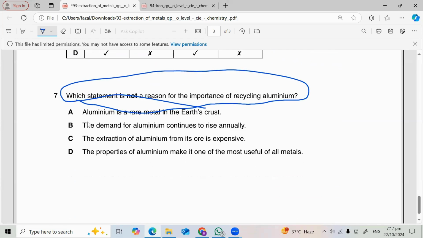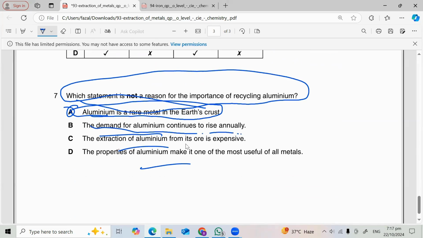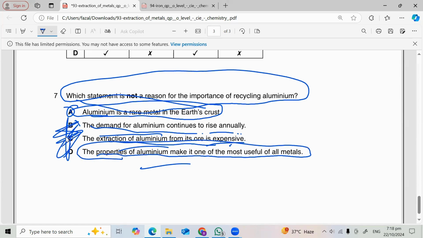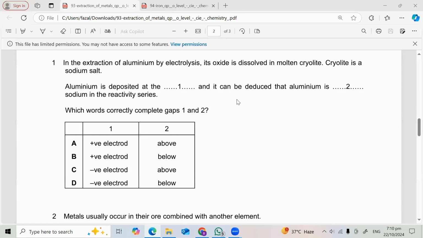Okay, now let's see the first option. Aluminium is a rare metal in the Earth's crust. No, this first option is not correct. So we don't have to see the other three options. But still, let's see. The demand for aluminium continues to rise. Yes, there's also the extraction of aluminium. Yes. This is also, the properties of aluminium make it one of the most useful metals. Yeah, this is also a reason. So B, C, D are reasons, and A is not a reason.